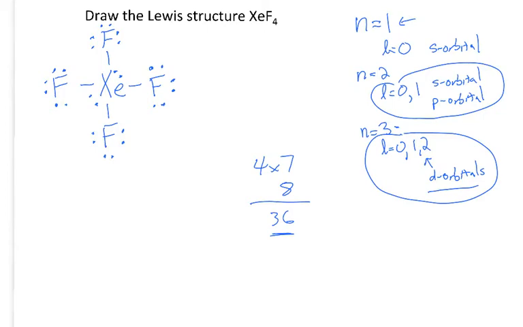I can only put more than 8 electrons around the central atom if it's in the third row of the periodic table or below. And when that happens, we say that xenon has an expanded octet. Let's do another example on the next slide.